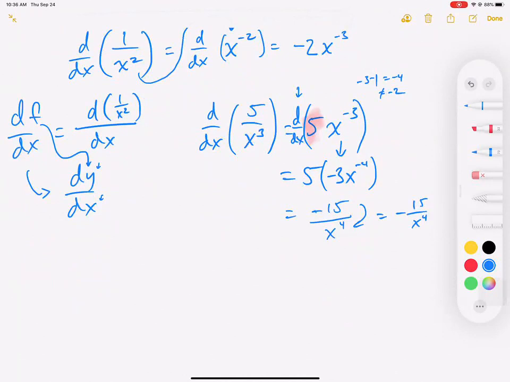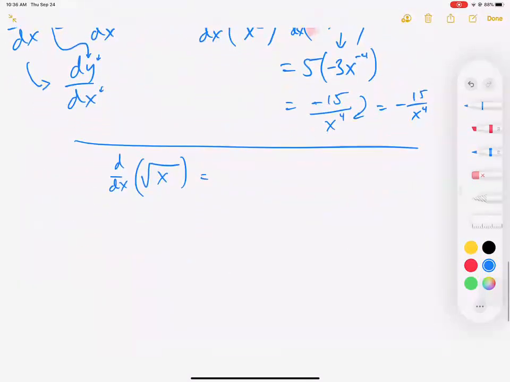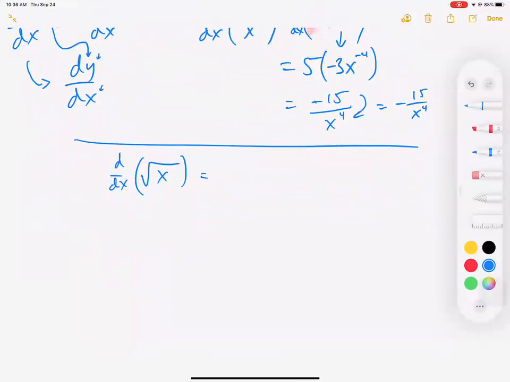Okay. All right, let's do one more rule. And this again, it's another exponent. Doesn't look like it though. d over dx of the square root of x. Can I write the square root as an exponent? Yes. What's my exponent? Half. Thank you. Good job.